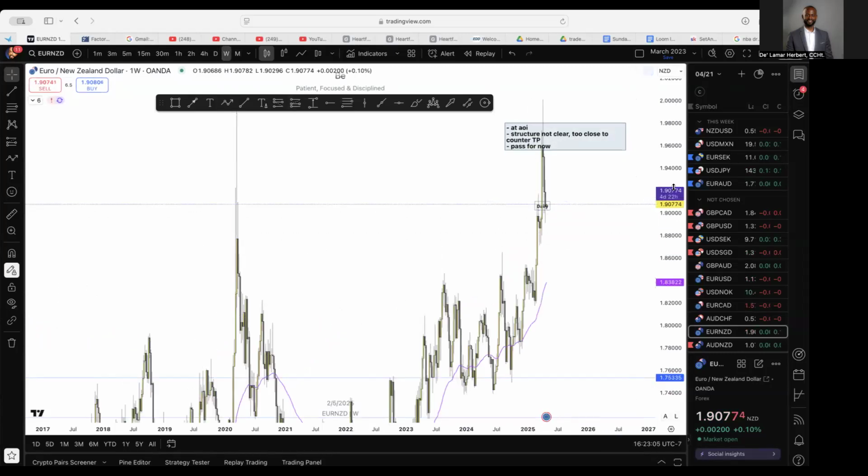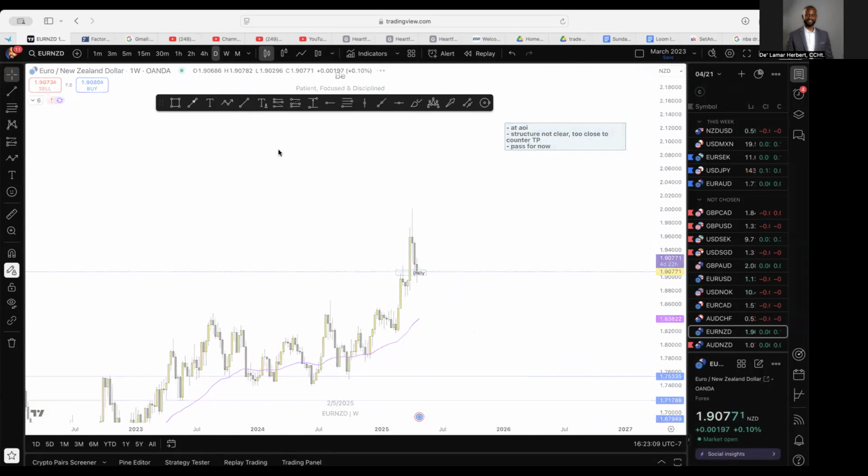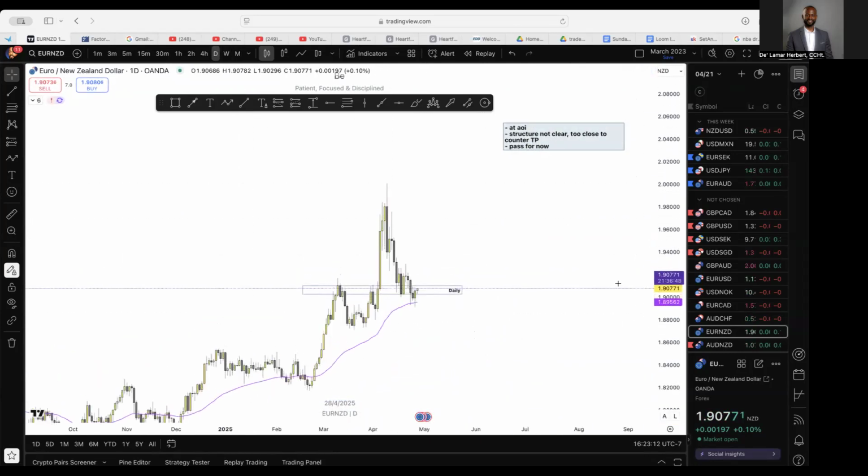Euro NZD, right? We'll say we're at an area of interest in this daily, because weekly is bullish, daily is bullish. If this is daily, we'll look for the next structure point will be right here.